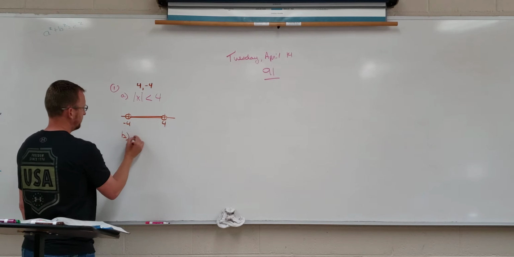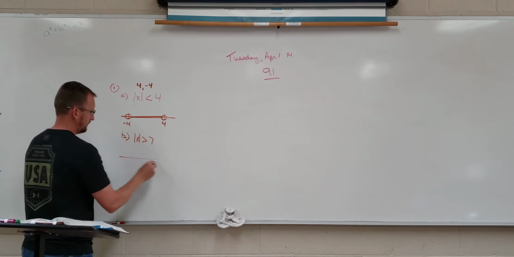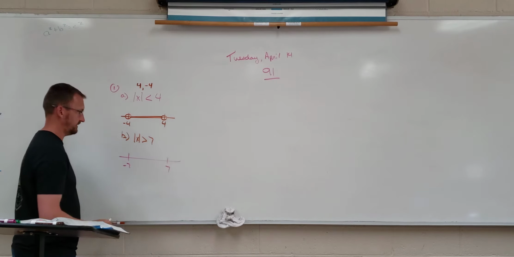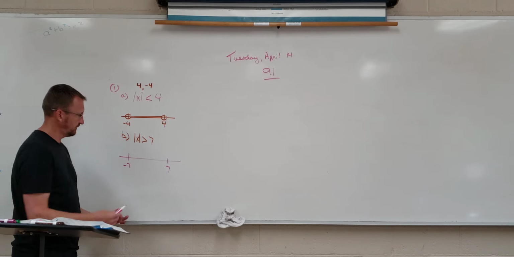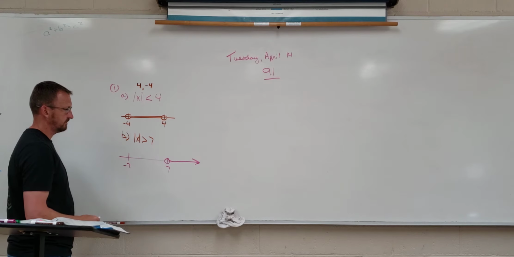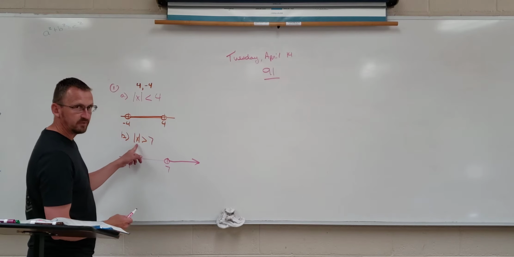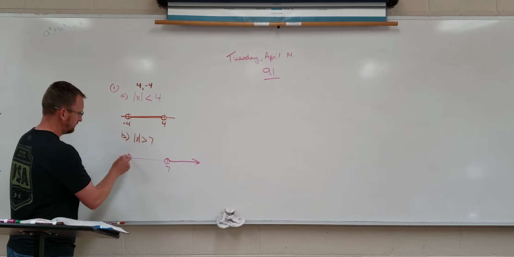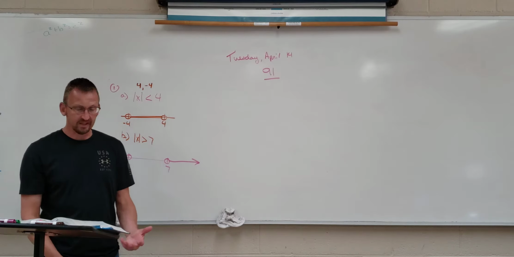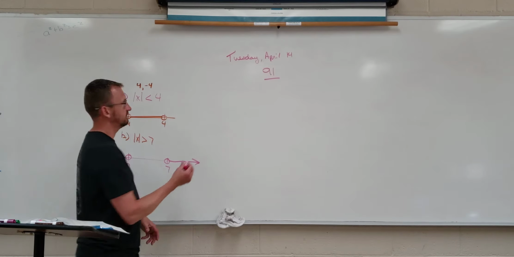So for B, when it says absolute value of x is greater than 7, here's our line. Again, same thing, negative 7 and 7, but it's greater than. Well, we know that greater than 7 is going to go this way. What about absolute value of a negative 8? Well, negative 8, the absolute value is 8, which is greater than 7. So this would be a disjunction. It goes in the opposite directions. That is the easy explanation for today's assignment. Now it does get a little bit more involved.